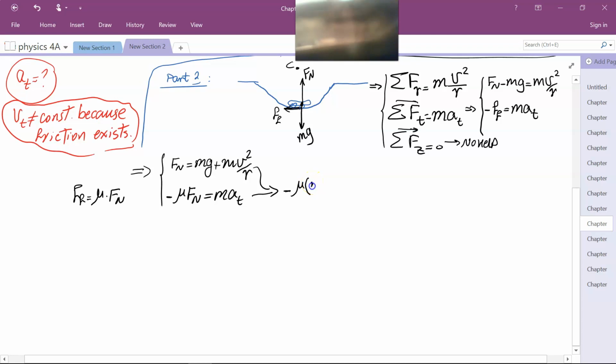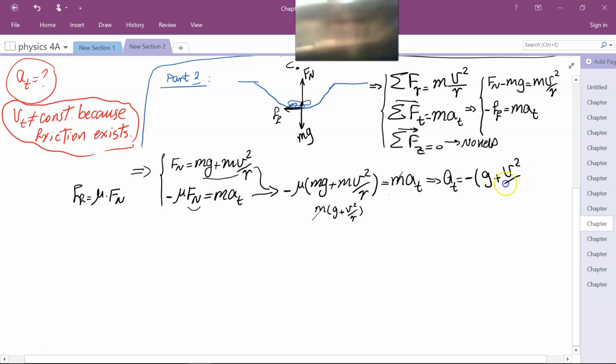What is Fn? Fn is mg plus mv squared over r. So in this mu Fn, instead of Fn I substitute this, equal mat. Therefore here at becomes what? Mu is 1. This m with this m I can factor it, correct? Then this m with this m is gone. So at becomes minus g plus v squared over r.